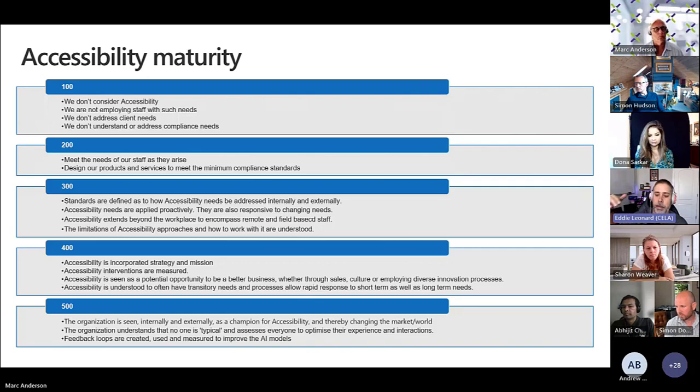Then as you move up again to level 400, accessibility at that point should be incorporated into everything you do. Your strategy, your mission, your operations, day-to-day work, everything should be there, right? And you have good measurements, reporting. There's ways that you could do things better. Think about usability testing, involving persons with disabilities in your development process and your review processes, right? There's a kind of saying that goes that's pretty popular in the community that says nothing for us without us, right?